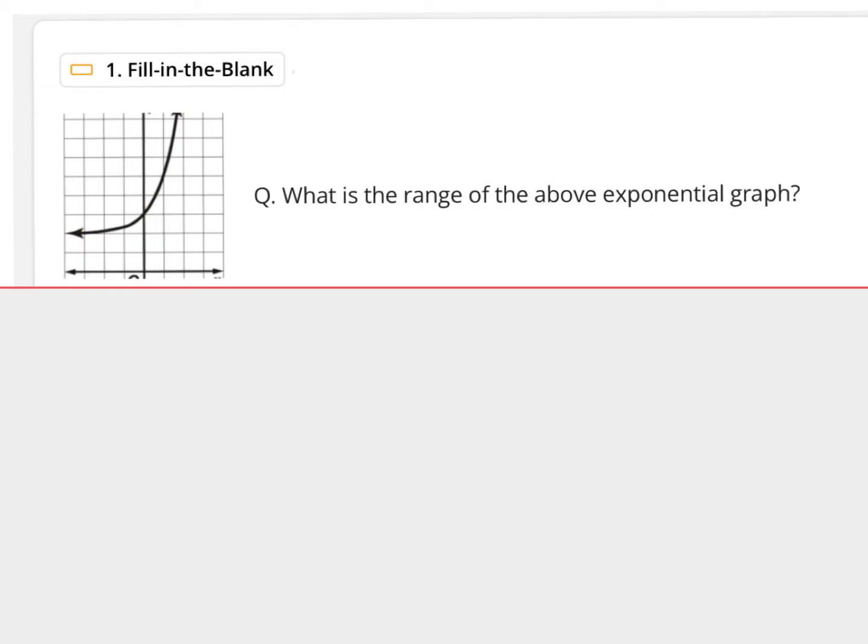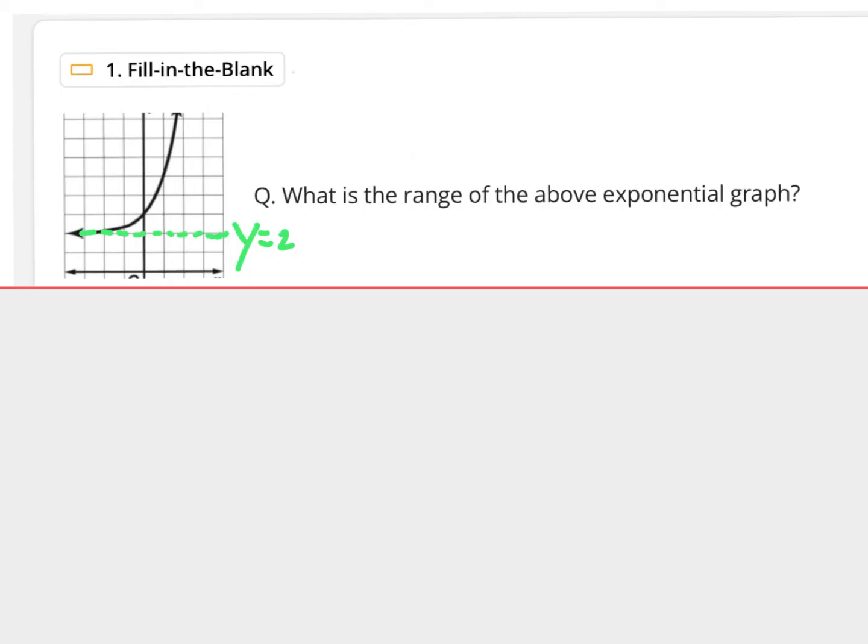So we have an exponential graph here. We need to recognize that from left to right, it is growing away from the asymptote. You see the asymptote right here, that's the horizontal line y equals 2, okay? And from left to right, it's growing away from that asymptote. So it's growing away, so that means it's a growth function, okay?